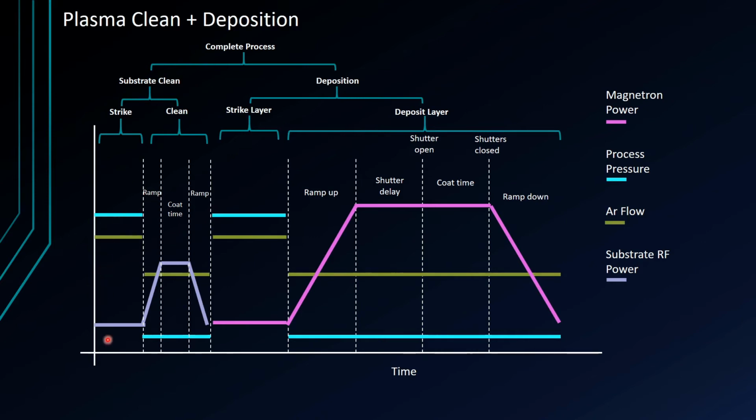You strike it like you would any other gun. You've got a process pressure and a flow. You apply the power, then you drop your flow, you drop your pressure, you ramp it up. Now your coat time is really where you're doing the bulk of your surface pre-cleaning or surface modification, and then you would ramp it back down if you desire. You could also leave it that way into the rest of the deposition process if you wanted to.